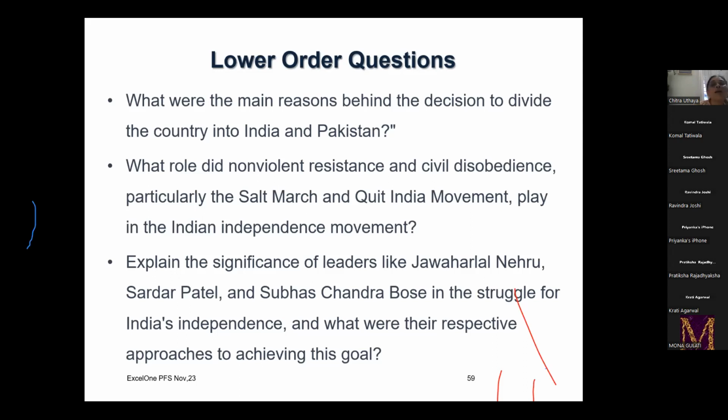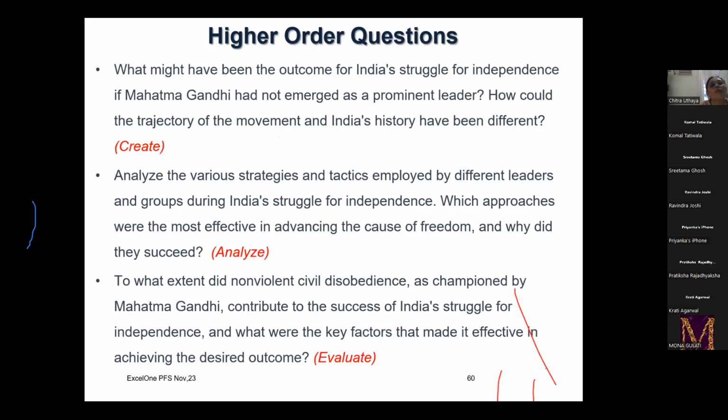And how do we ask higher order questions? So what might have been the outcome for India's struggle for independence if Mahatma Gandhi had not emerged as a prominent leader? So how could the trajectory of the movement and India's history have been different? So this will involve higher order thinking because children have to now think of a hypothetical situation and then write an answer.